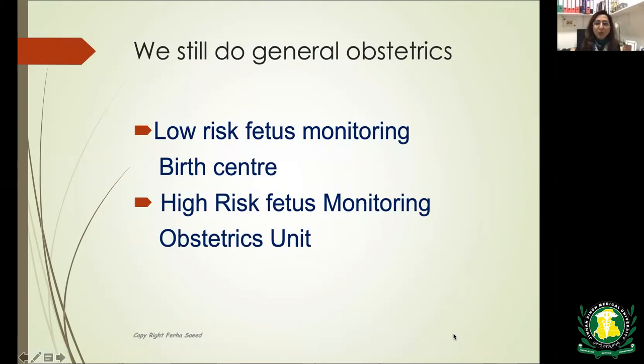So despite being a fetal medicine consultant, we still do a lot of obstetrics, and obstetrics means that we monitor babies and mothers, and we see all the mothers who are low risk in the low risk birthing center in UK, while high risk babies or high risk mothers go to the labor ward for the electronic monitoring.